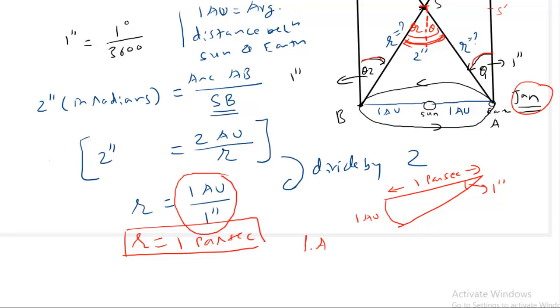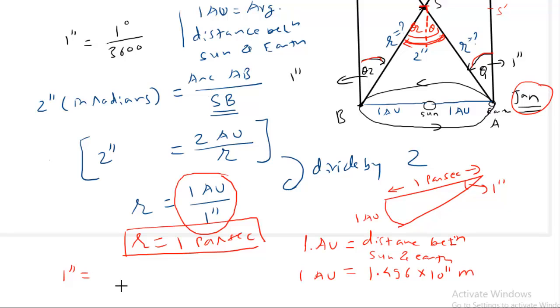1 AU is equal to 1 astronomical unit, the average distance between Sun and Earth, and it is given as 1.496 multiplied by 10 raised to the power 11 meter. So we have the 1 AU in terms of meter, and let us convert the 1 arc second in radians.